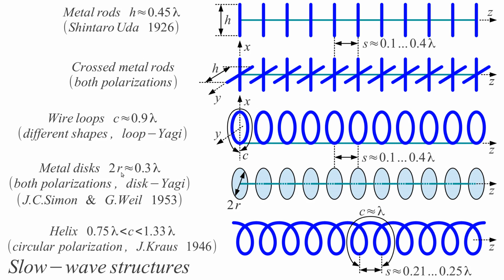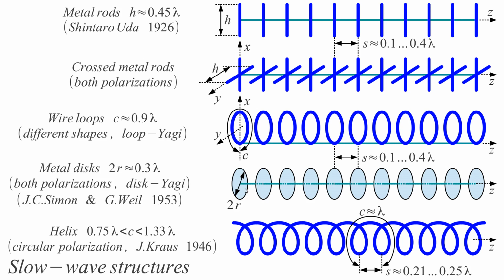Discs with a diameter of about 0.3 lambda act as an artificial dielectric, and this was invented by Simon and Weil in 1953 in France. These were two Frenchmen that invented such a disc Yagi. The Americans called it disc Yagi because they are unable to read French. So they invented their own name, but the Americans never really loved this antenna, though it's perhaps the best choice of all slow wave structures.